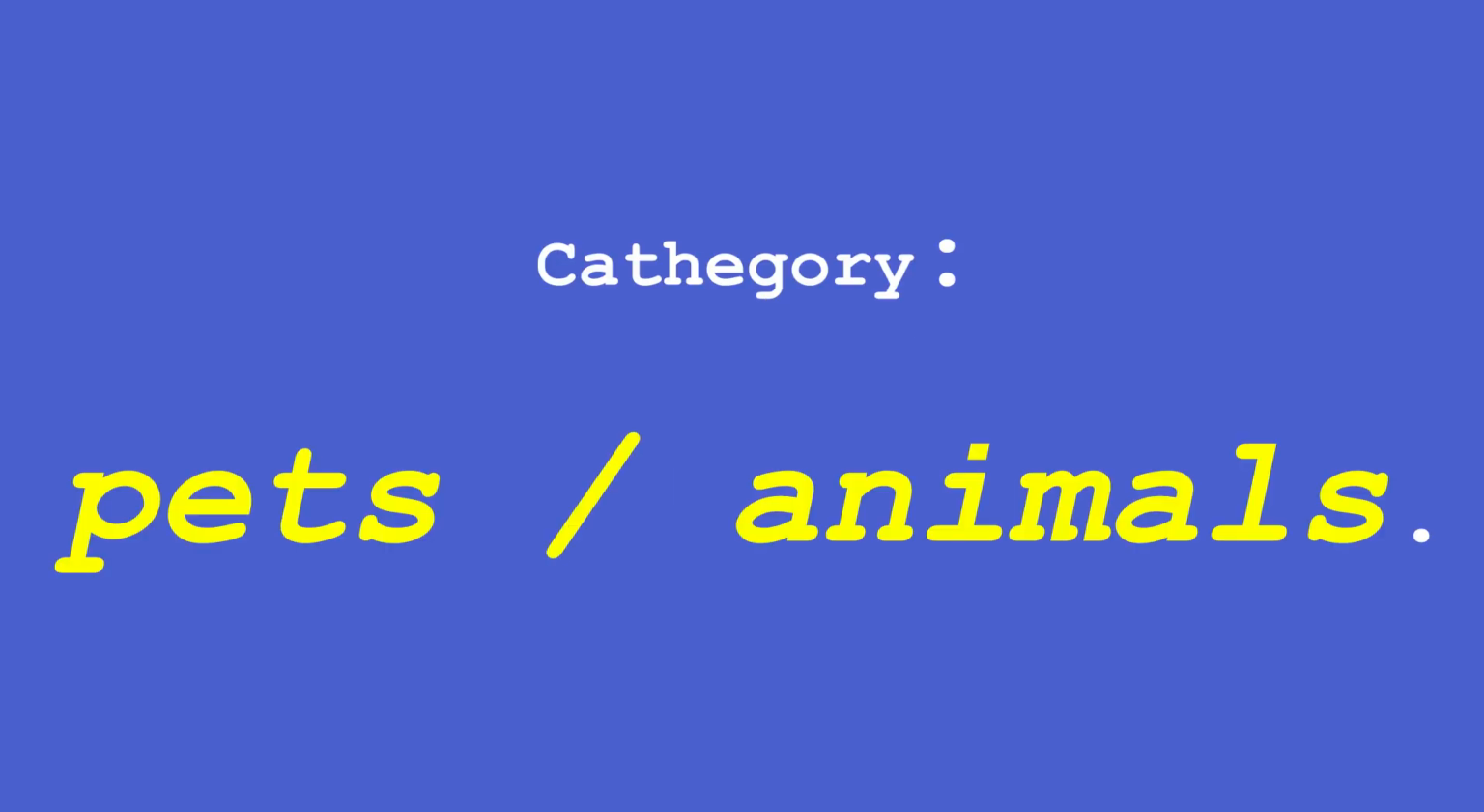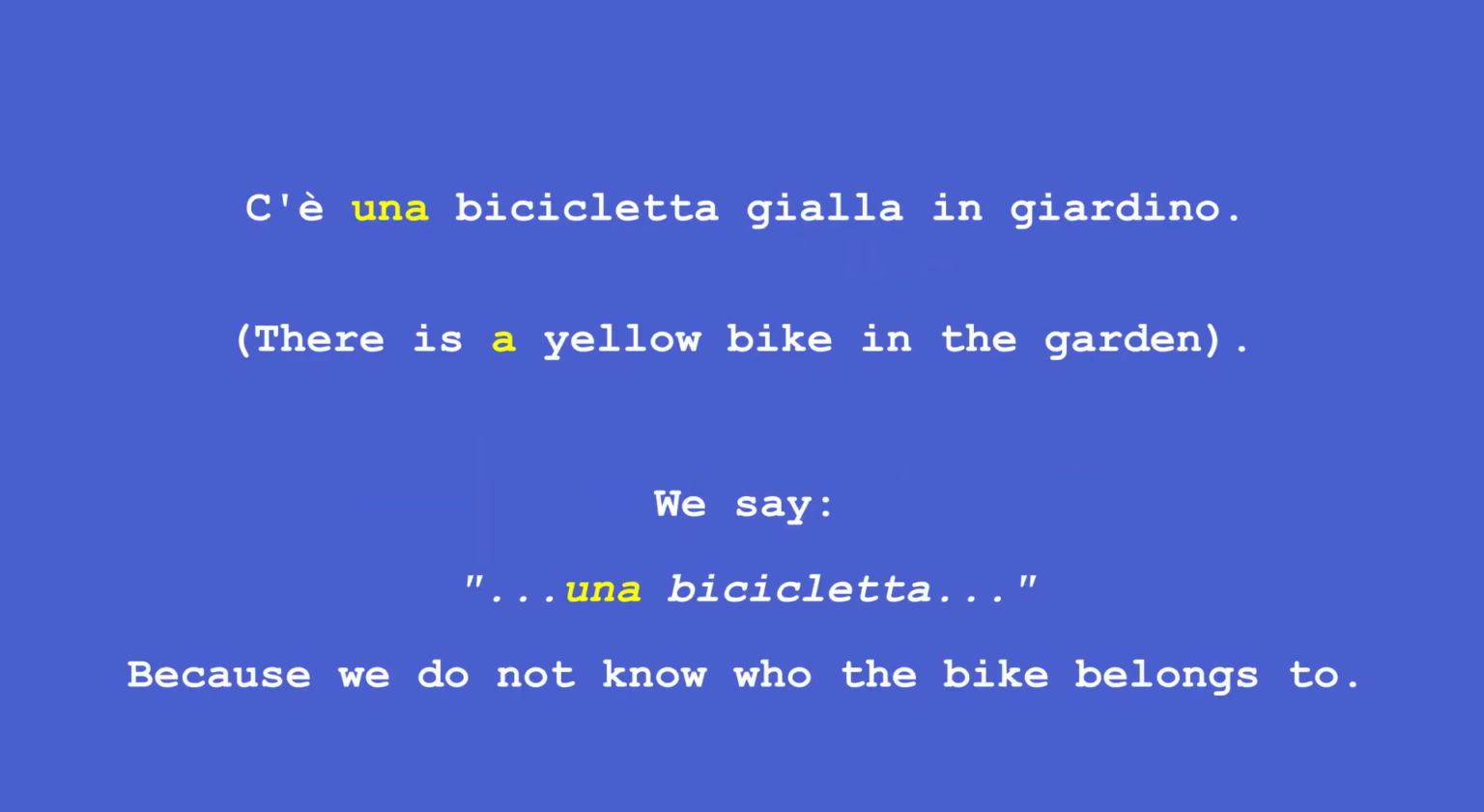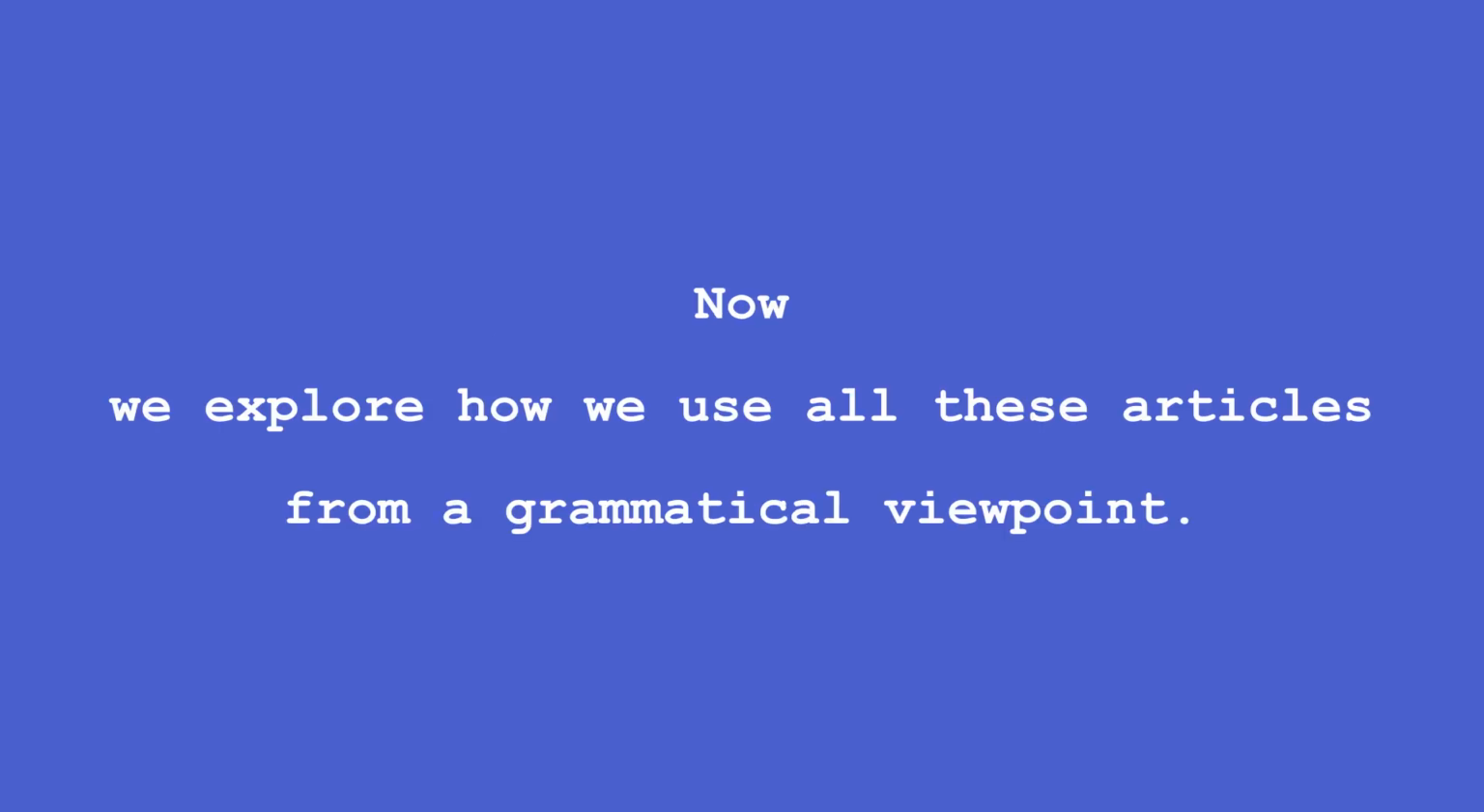Category pets and animals. Ho visto un cane abbaiare per strada. I've seen a dog barking on the street. We use un cane because we do not know the dog and who it belongs to. Category objects. C'è una bicicletta gialla in giardino. There is a yellow bike in the garden. We say una bicicletta because we do not know who the bike belongs to. Now, we explore how we use all these articles from a grammatical viewpoint.